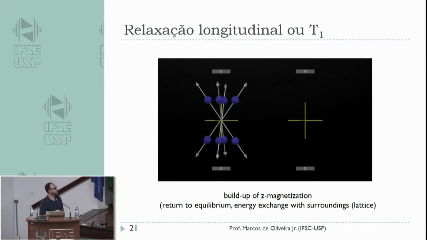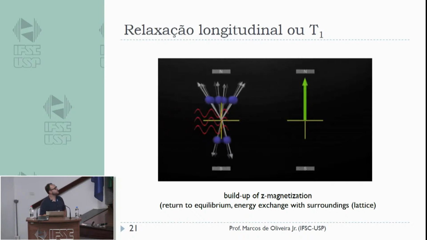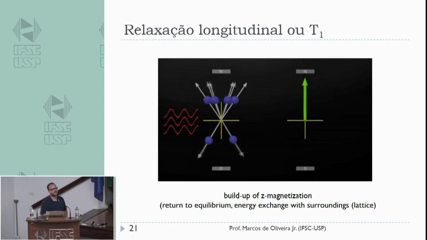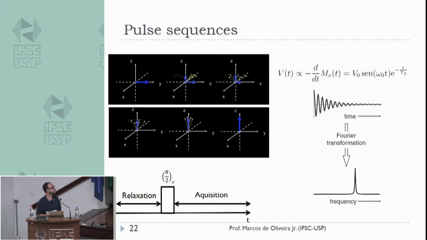Here is another process, because while we had equal distribution of spins up and down after the pulse, now they start to go back to the Zeeman, to the Boltzmann distribution, and then we recreate magnetization in the Z direction, in the direction of the magnetic field. And this is called longitudinal direction, because it's in the direction of the magnetic field. Or T1 relaxation, or also spin-lattice relaxation.